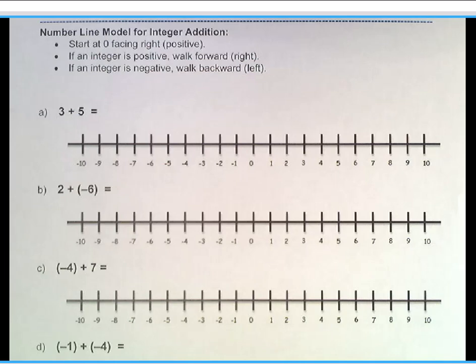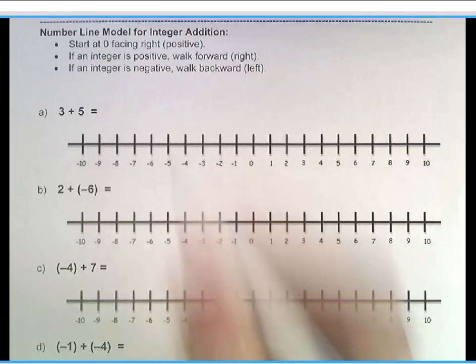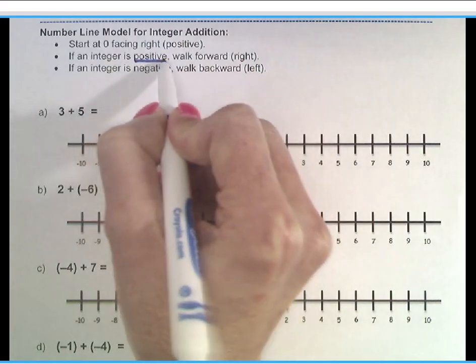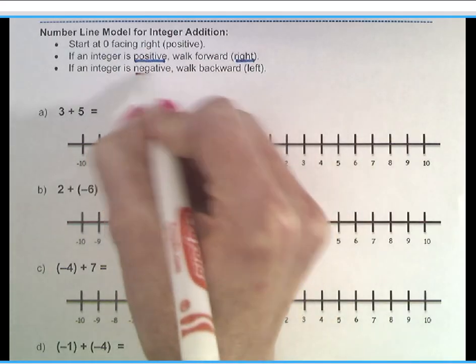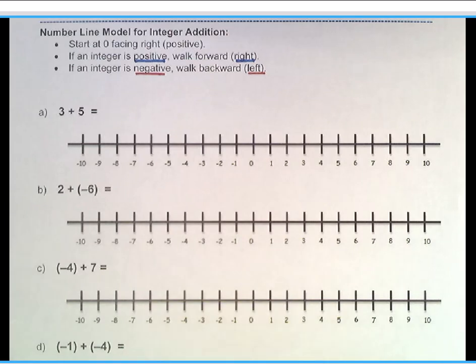Now we're going to look at a number line model for integer addition. You always want to start at 0. For every number line problem, you always start at 0. Basically, if the integer is positive, you're going to walk to the right, and if the integer is negative, you're going to walk to the left. So it's important to start remembering that positive means going to the right, and negative means going to the left. If you can remember that, then that should help with what we're going to do here.